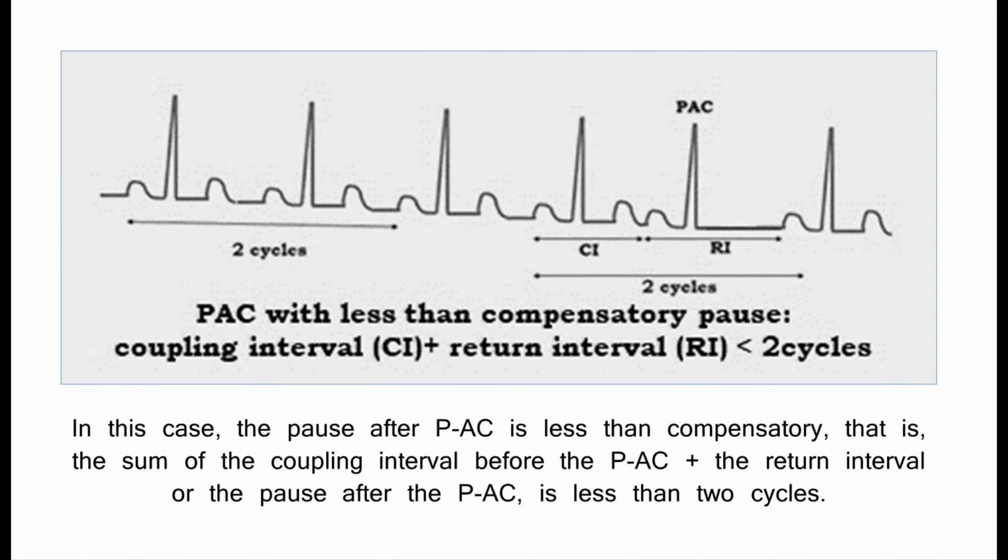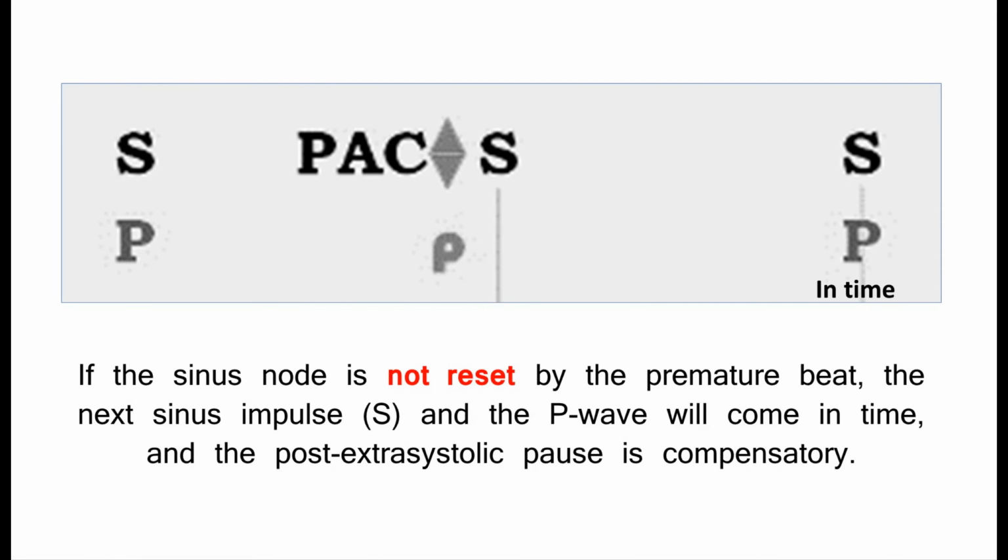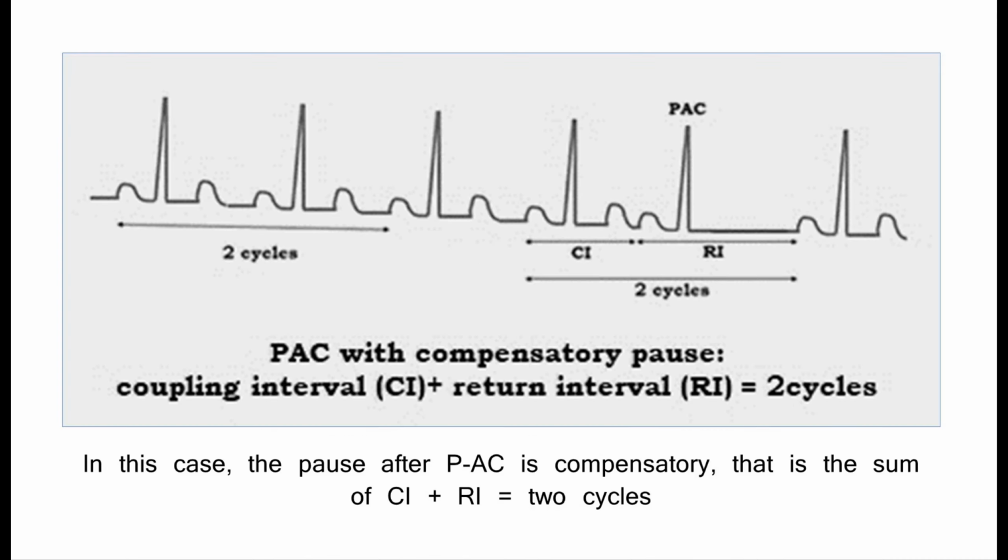In this case, the pause after PAC is less than compensatory, that is, the sum of the coupling interval before the PAC and the return interval or the pause after the PAC, is less than 2 cycles. If the sinus node is not reset by the premature beat, the next sinus impulse, S, and the P-wave will come in time, and the post-extrasystolic pause is compensatory. In this case, the pause after PAC is compensatory, that is the sum of CI plus RI equals 2 cycles.